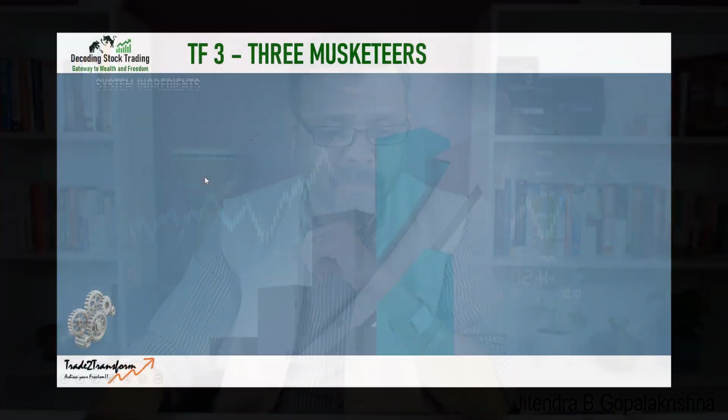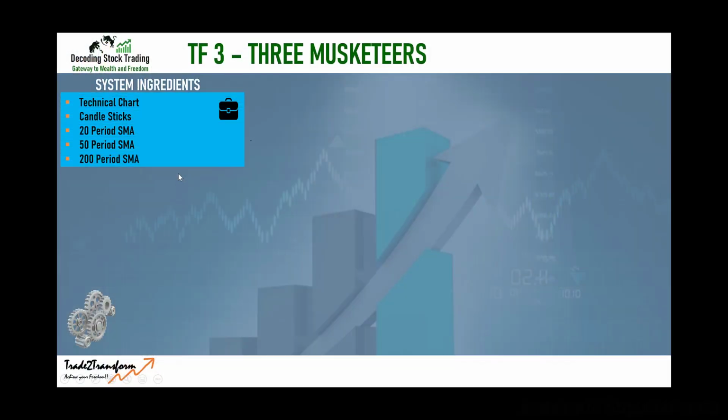Let's jump on to understanding what these three musketeers are all about. Okay, good. Here, the system ingredients are a technical chart with candlesticks, and you need three separate moving averages, which are 20 period, 50 period, and 200 period. Three of them. And the trading time frame is daily here.